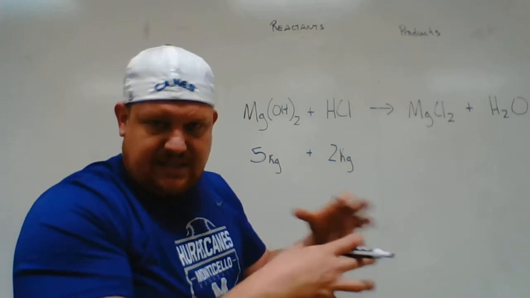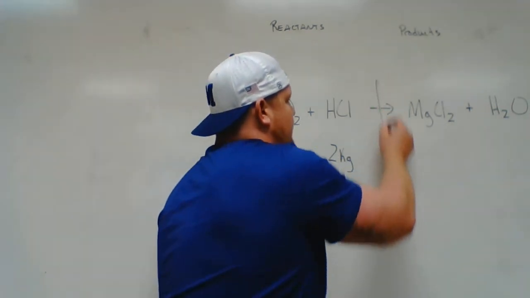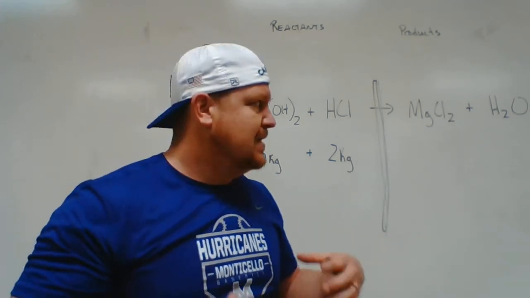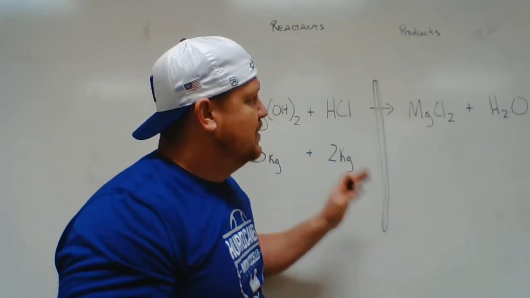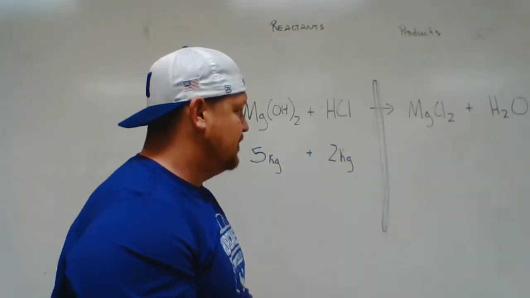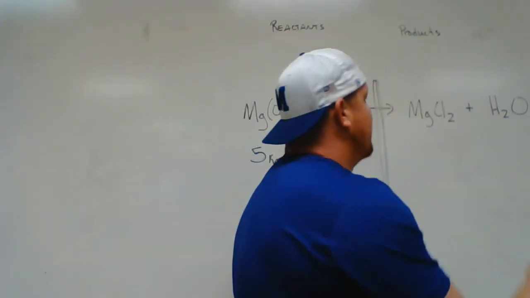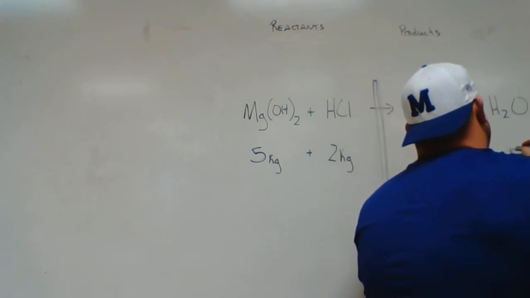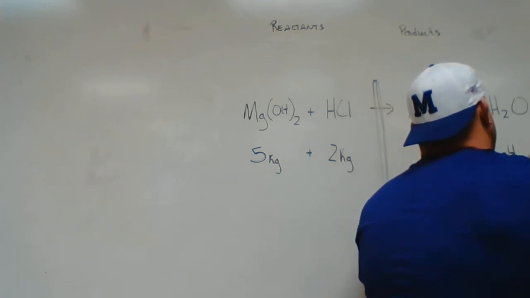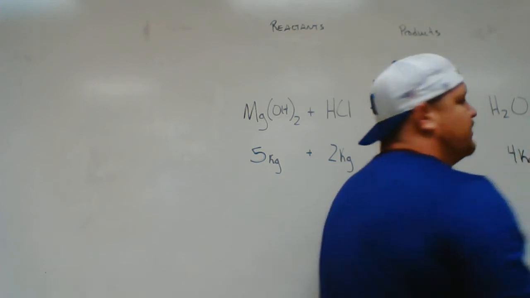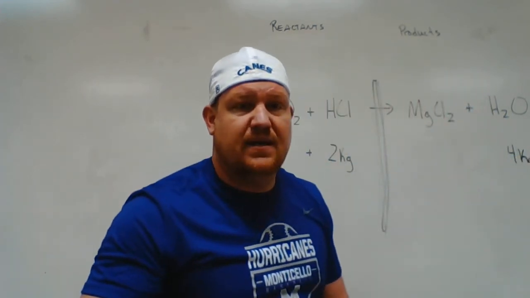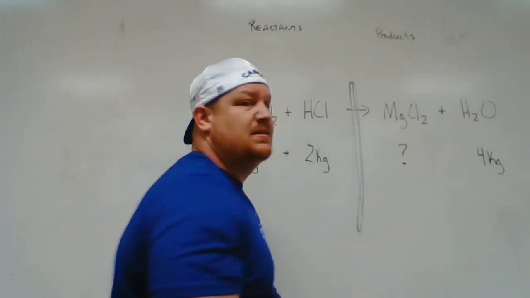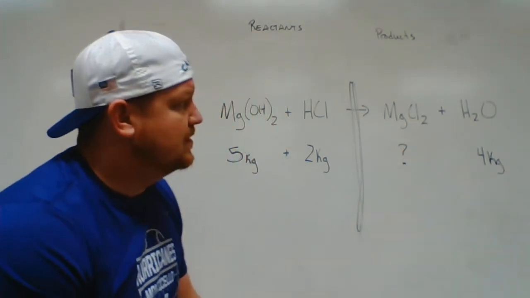This is mixing the ingredients together for the pie. Here is the actual reaction, the actual cooking of the pie, right? Actually, the things going on. Then the after, right? Let's say after, I'll just say, 4 kilograms of water. I want to know how much magnesium chloride is there.